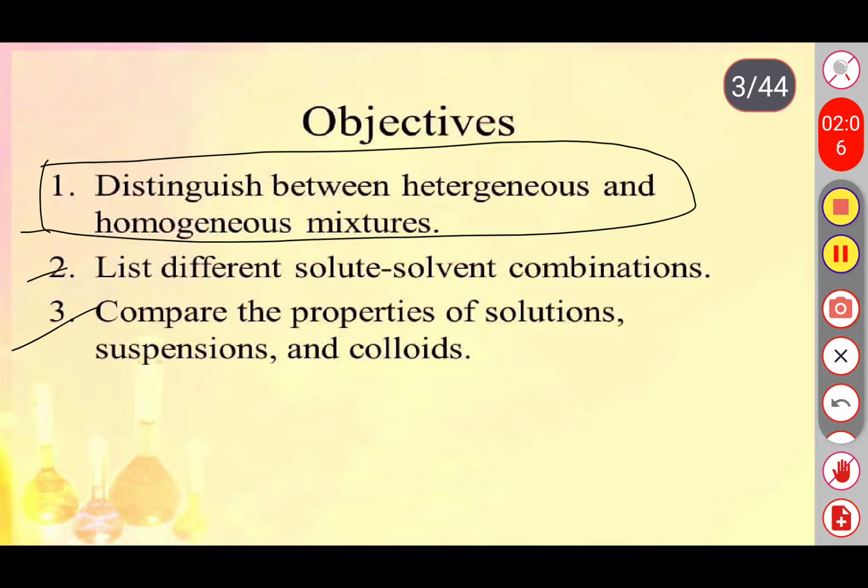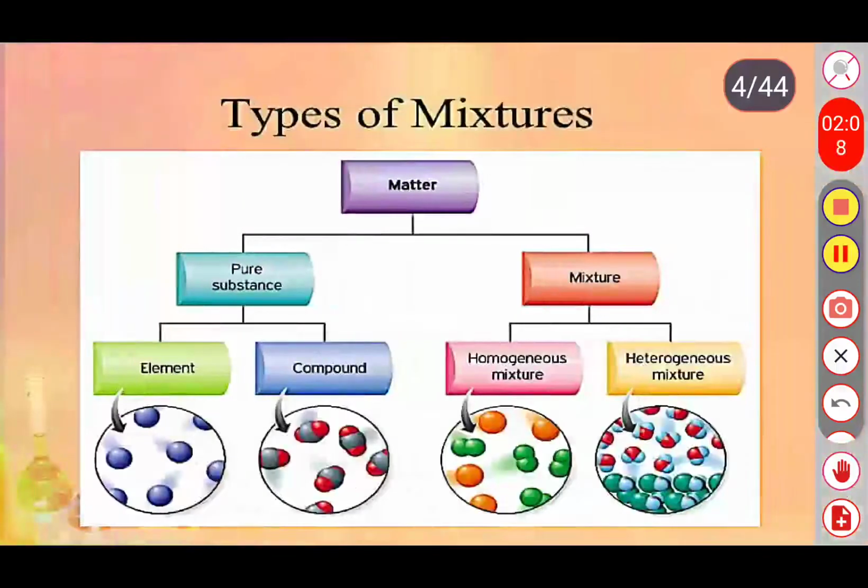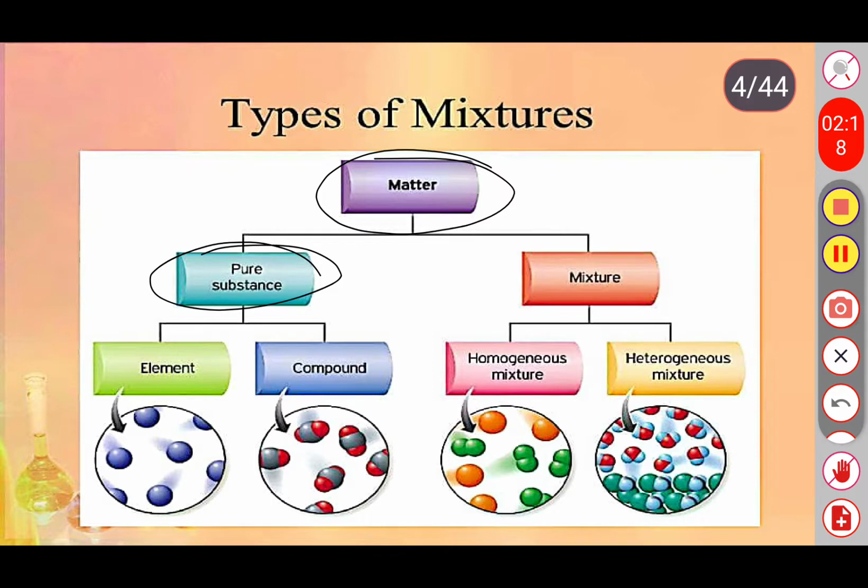So mixtures, what do you mean by mixtures? We already learned in the previous classes that matter is classified into two types: on the basis of pure substances and on the basis of mixtures. Matter is classified as pure substances and mixtures. Again the pure substances were classified as two types, elements and compounds. These two were already discussed in the previous classes.